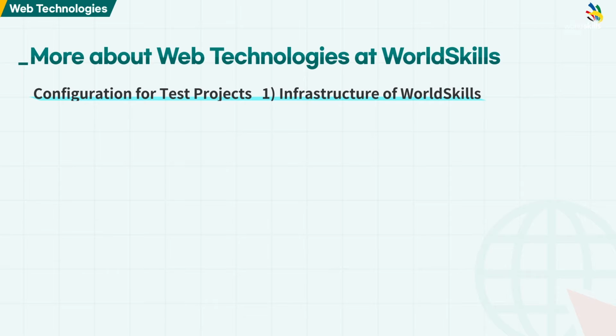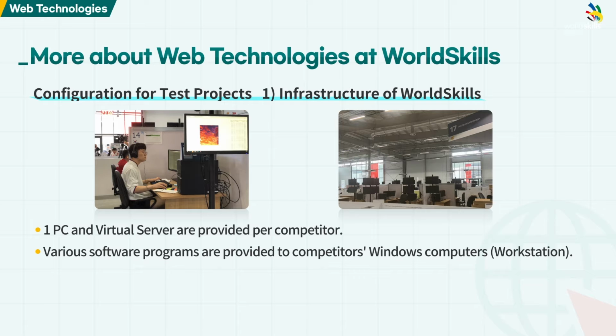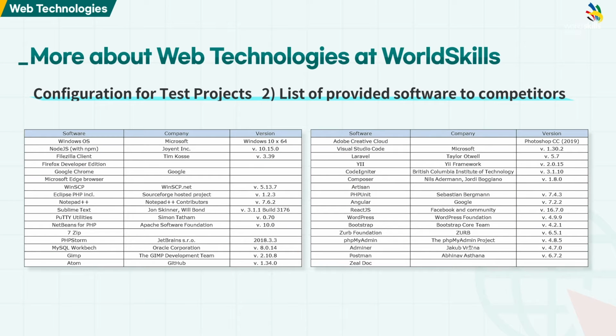This is environmental setting for test projects. First, infrastructure of WorldSkills. 1 PC and virtual server are provided per competitor, and various software programs are provided to competitors' window computers, workstation. Second, list of provided software to competitors can be seen on the screen.